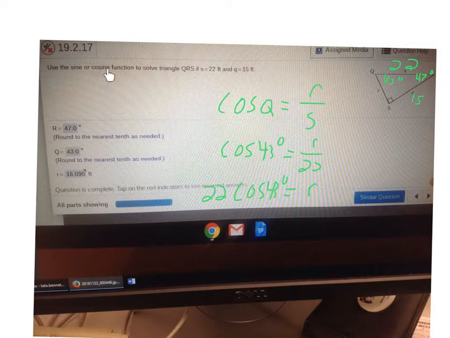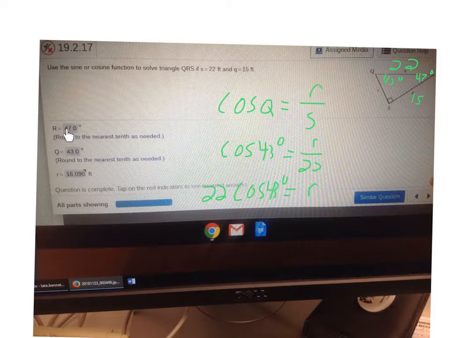It says use sine or cosine to solve this triangle. S is 22 and Q is 15. So here's the triangle. Here's S, it's 22, it's the side opposite the right angle, and so it's the hypotenuse. Q is 15, that's one of the legs. R is the other leg.